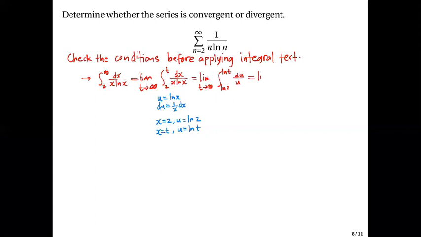And that's an easy integral problem. So we have the limit as t approaches plus infinity of ln absolute value of u evaluated at ln of 2 up to ln of t. Okay? And therefore, we have the limit as t approaches plus infinity of ln of absolute value of ln of t minus ln of the absolute value of ln of 2.